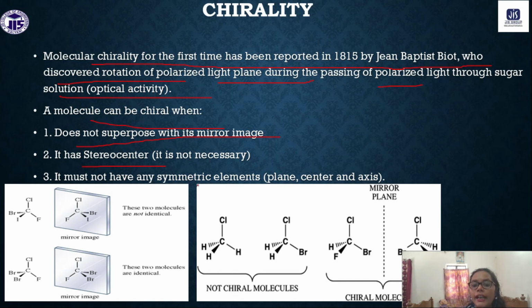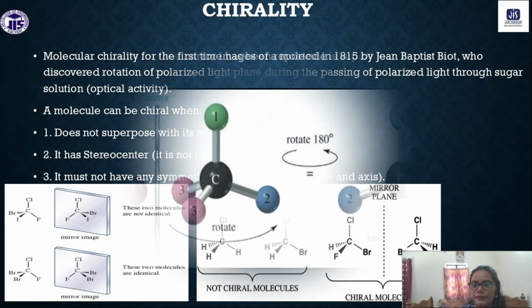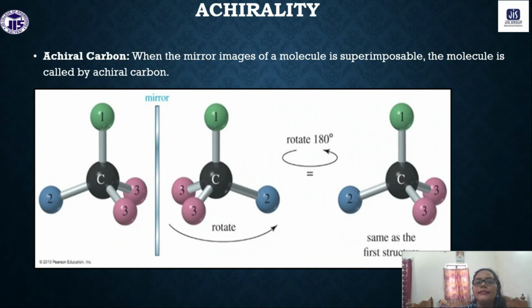It must not have any symmetry elements. So the molecule should not have a plane of symmetry, a center of symmetry, or an axis of symmetry. These are some of the symmetry elements it should not have. That means it should not have such similarities. Otherwise, this is achirality.